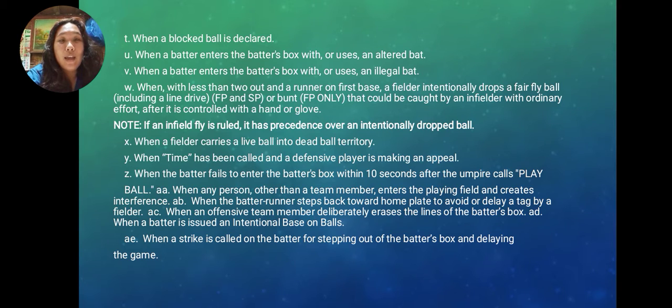Letter AA, when any person other than a team member enters the playing field and creates interference. AB, when the batter-runner steps back toward home plate to avoid or delay a tag by a fielder. AC, when an offensive team member deliberately erases the line of the batter's box. And for AD, when a batter is issued an unintentional base on balls. Then for AE, when a strike is called on the batter for stepping out of the batter's box and delaying the game.